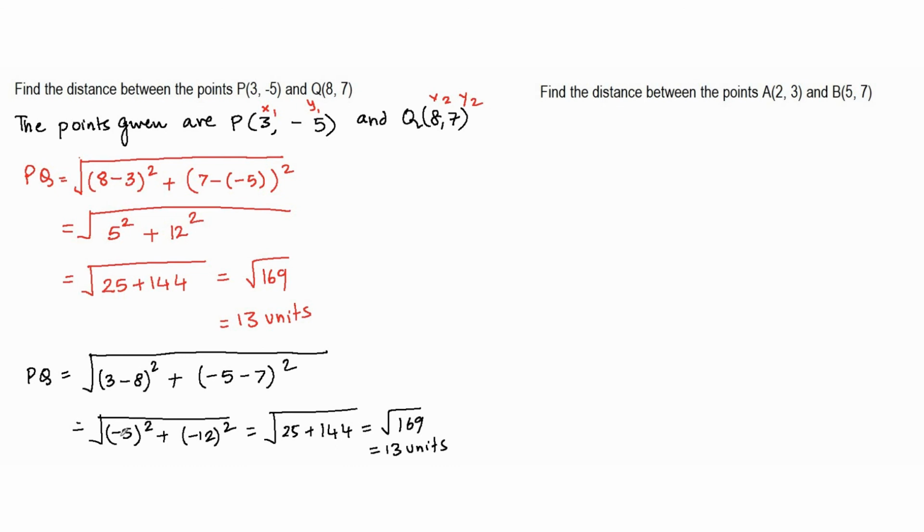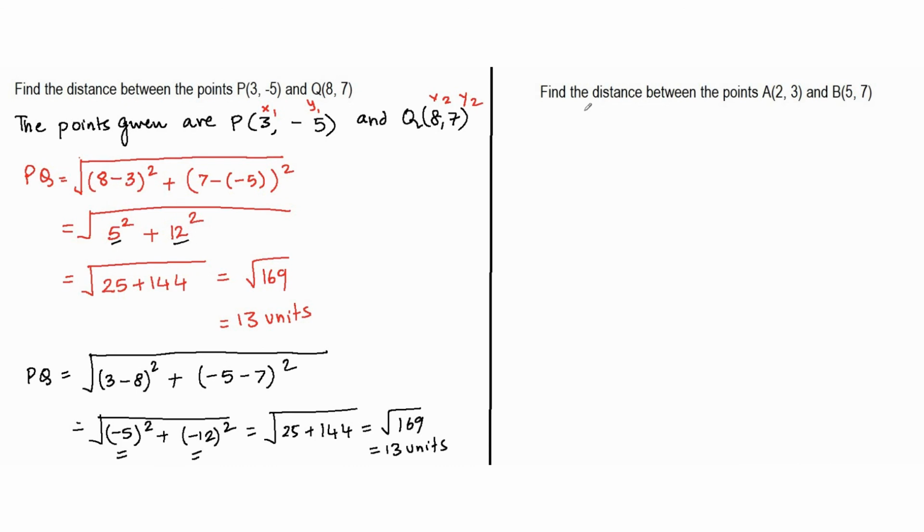Now you will notice that even though I had 5 square and 12 square in the first case, negative 5 square and negative 12 square is the same as 5 square and 12 square. That is why these signs really do not matter, and that is why whether you subtract the second point from the first point or the first from the second, it really doesn't matter.